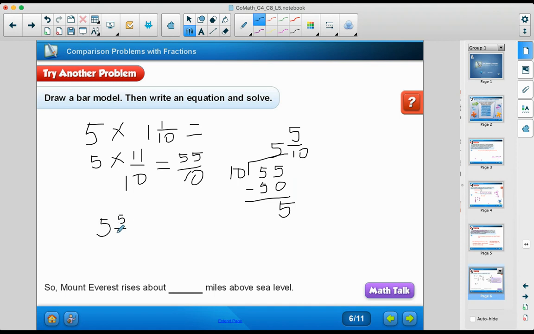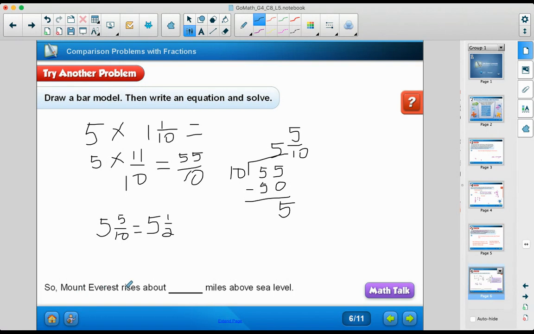But when I see a fraction, I have to make sure that this fraction is in simplest form. Let me see. Does 2 go into both of these? No. 3? No. 4? No. 5. 5 goes into both of these. So that fraction is not in simplest form. 5 goes into 5 one time. 5 goes into 10 two times. So now that fraction is in simplest form.